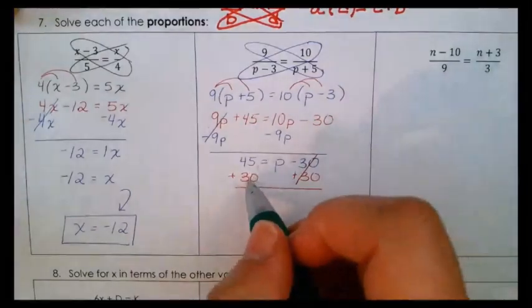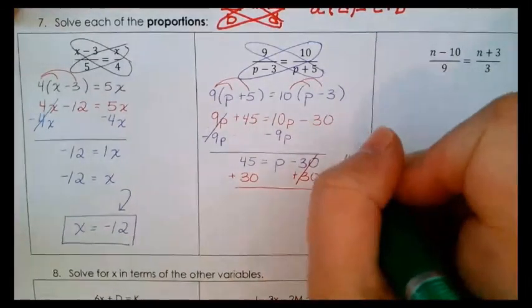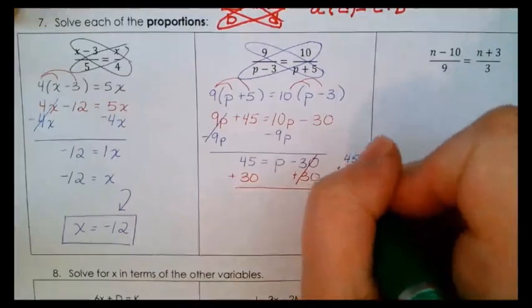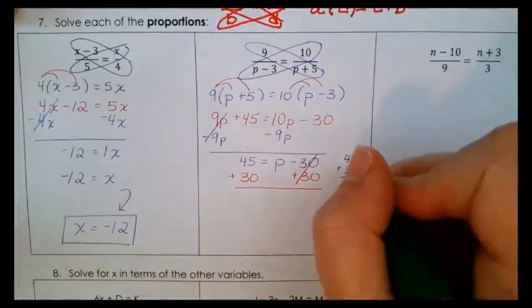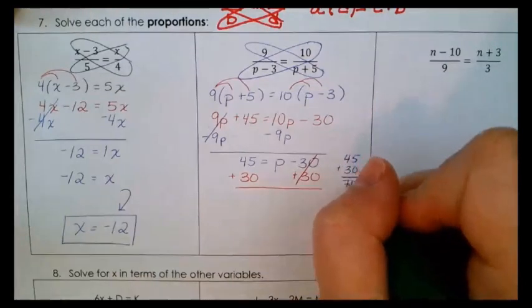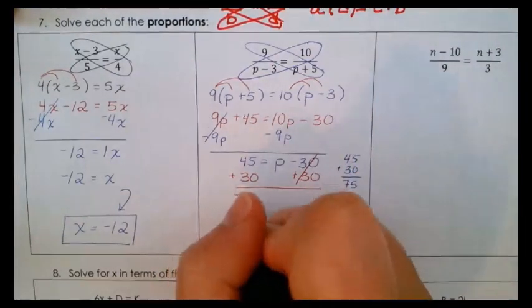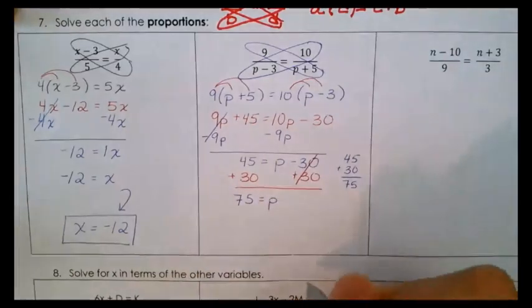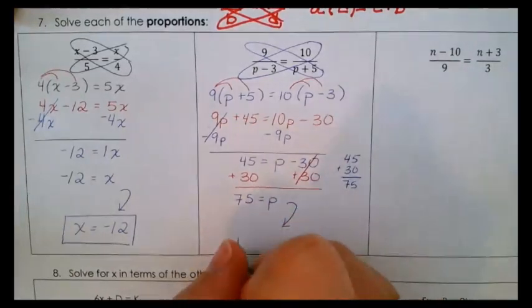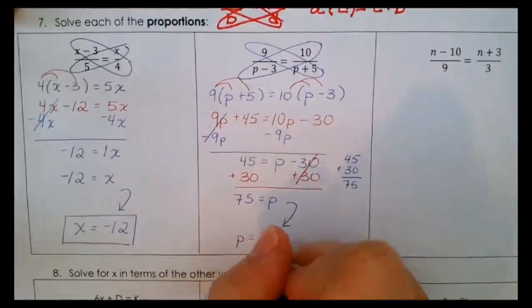45 plus 30, if you're not sure how to do that, 5 plus 0 is 5. 4 plus 3 is 7. So 75 equals, you bring down the p. And you're done. You can rewrite p equals 75.